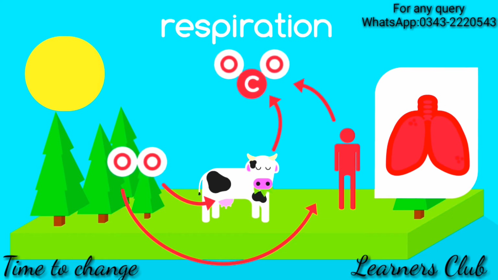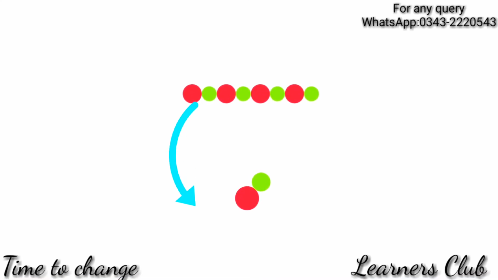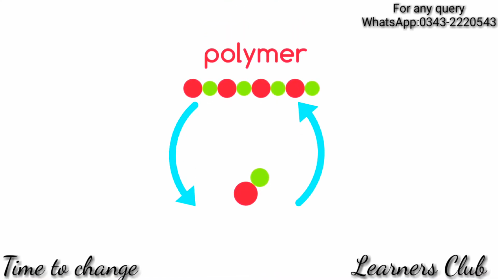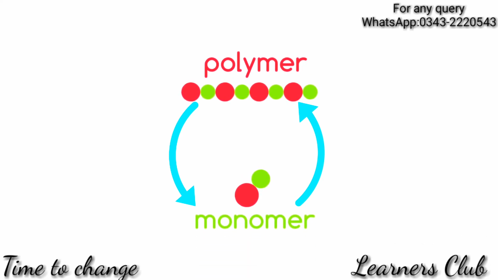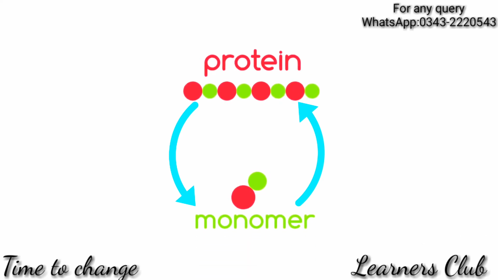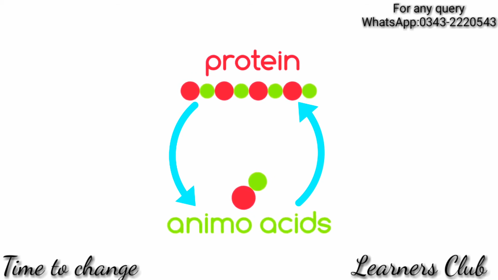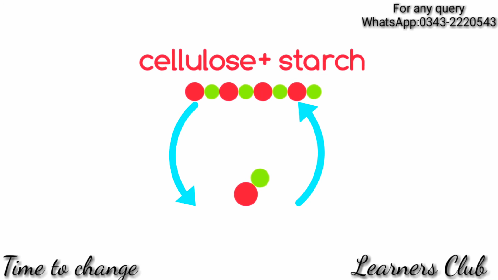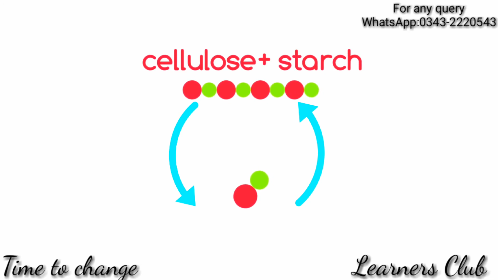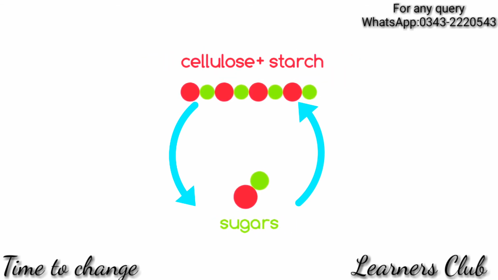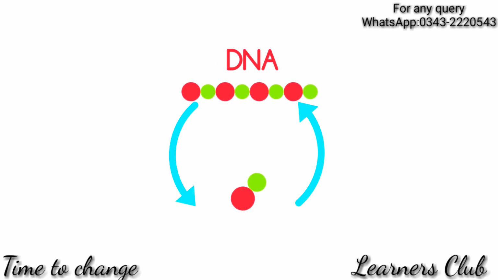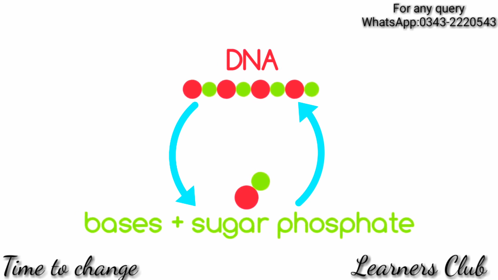Now, let's put some details into this. As they grow, all living things have to build up large polymer molecules from small molecules. Protein, for example, to make your skin and muscles and other organs, comes from joining amino acids together. Cellulose and starch to make the leaves, flowers, trunks, roots, and all parts of plants, from joining sugars, and DNA to make the genes which control living things, from the bases and the sugar and phosphate.